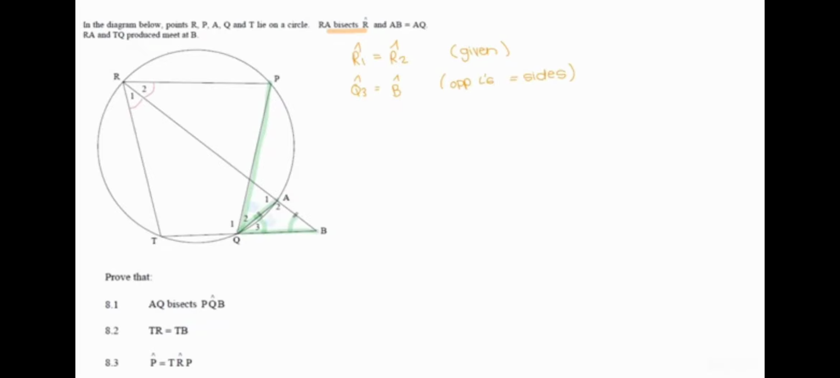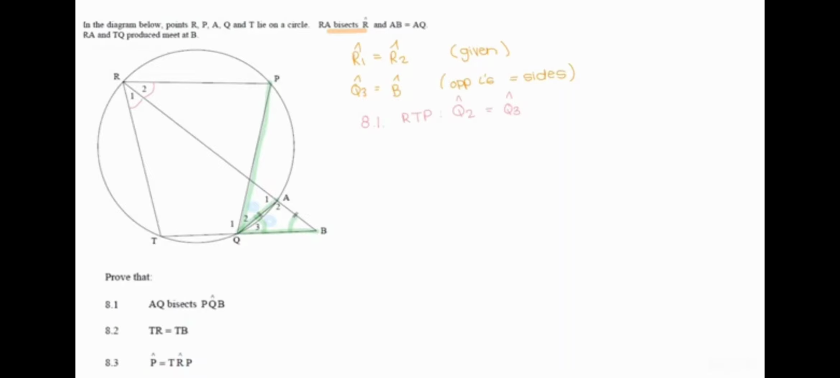So our required to prove, I always write something for myself so I know what I need to do. My required to prove is I have to prove that Q2 is equal to angle Q3. And then I'll be able to prove that it bisects, because remember, if it bisects, it means that those angles have to be the same. So now we go and work through it.